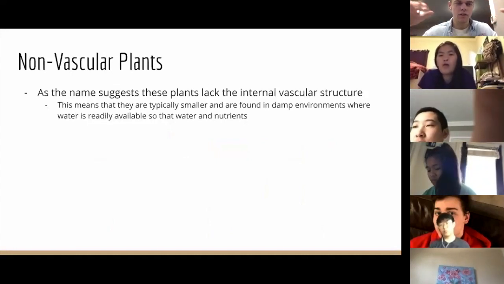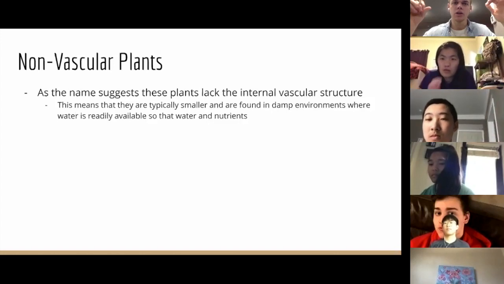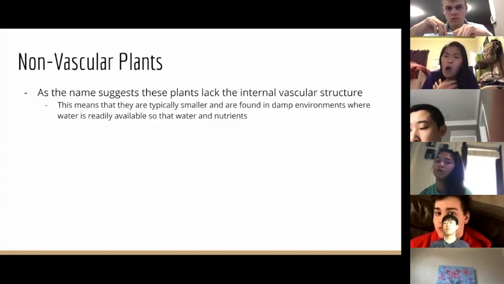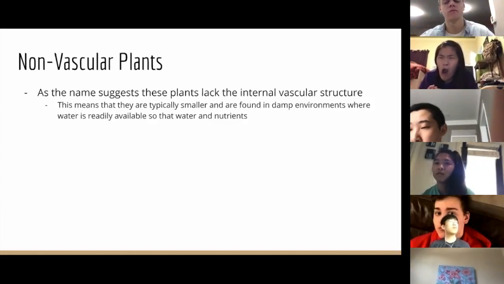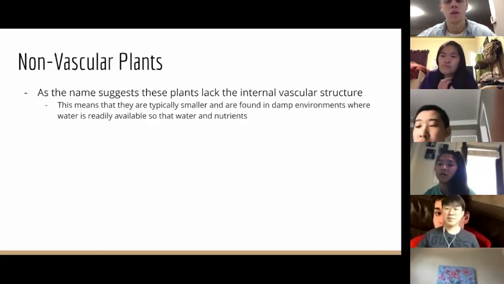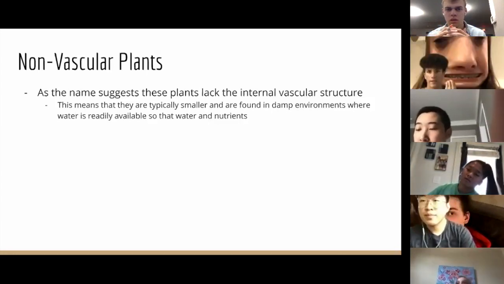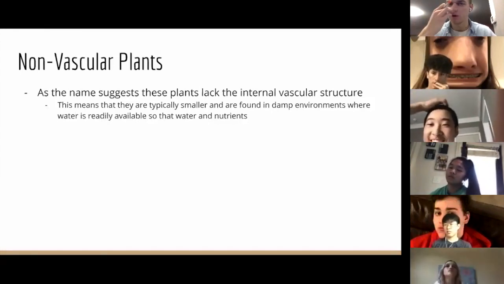If they don't have this vascular structure, how are they able to get their nutrients? Are they able to grow taller? For non-vascular plants? Yes. They stay in places where they can easily absorb water and nutrients from the soil. That's what you were saying as well, Apprentice. Very good.